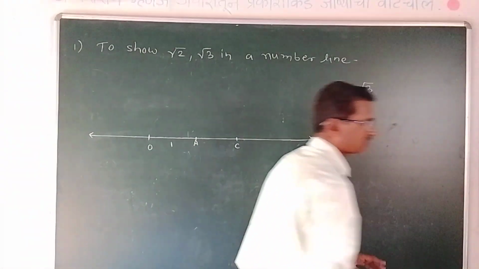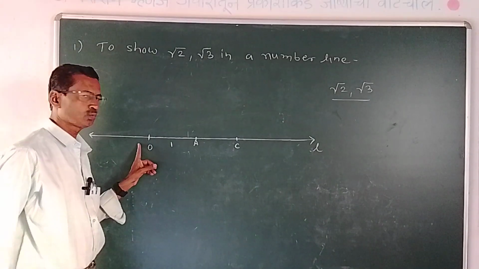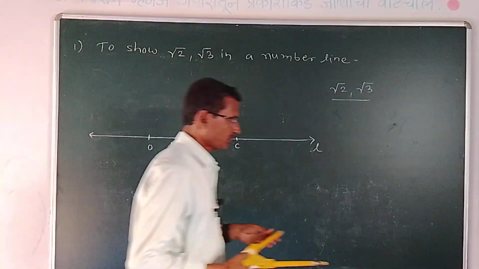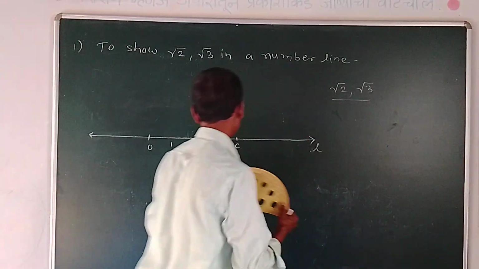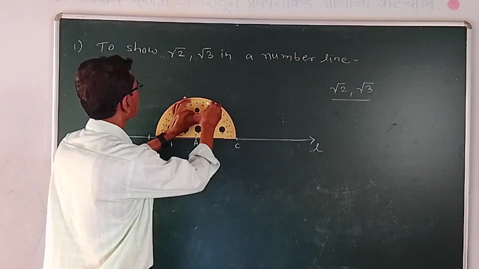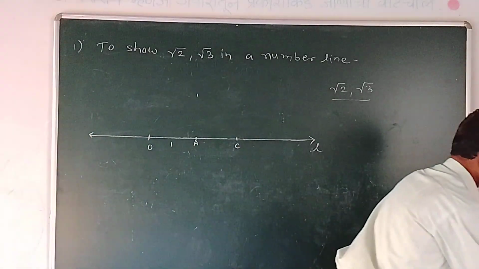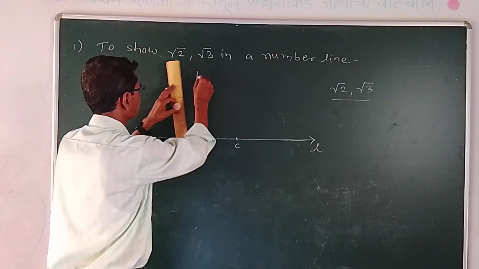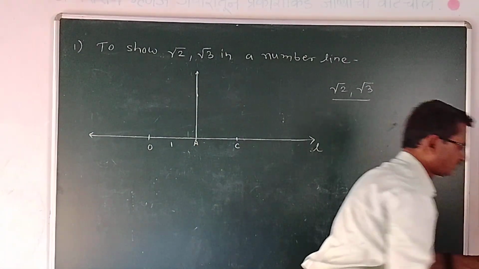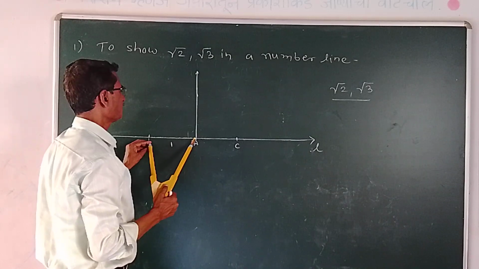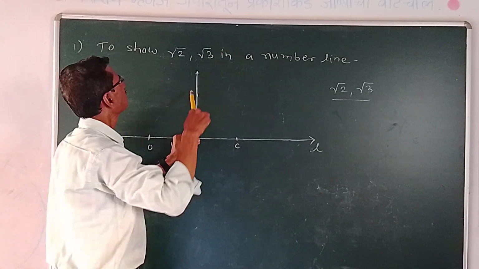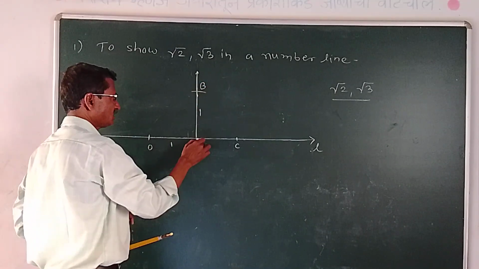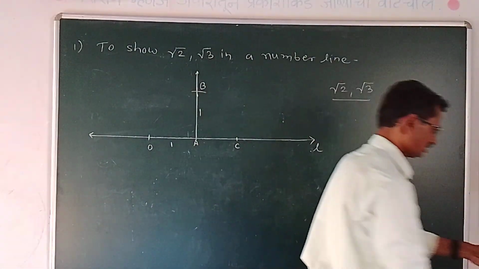Now this is a number line. Here the distance between O and A is 1 unit. Draw a perpendicular from point A on this line and take a distance of 1 unit. Same distance as OA, it is 1 unit. Here is also 1 unit. Give the name B to this point. This distance AB is also 1 unit.